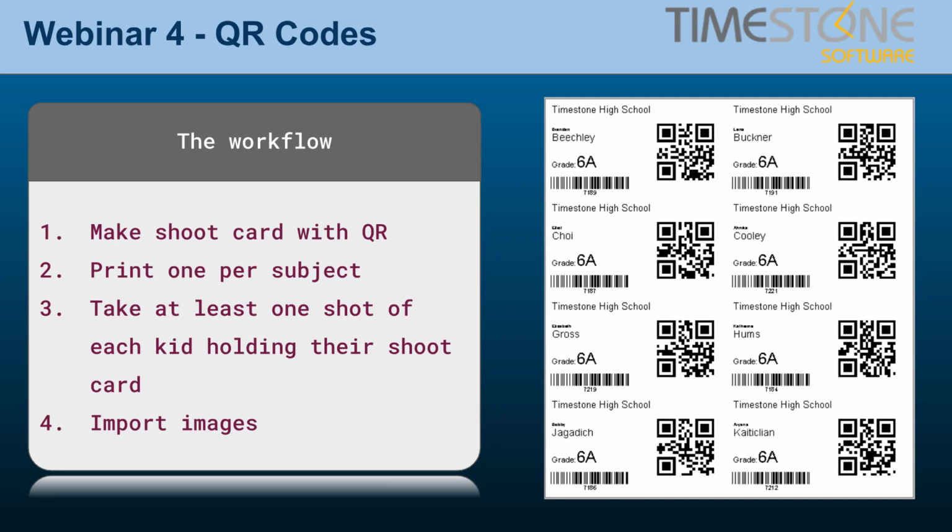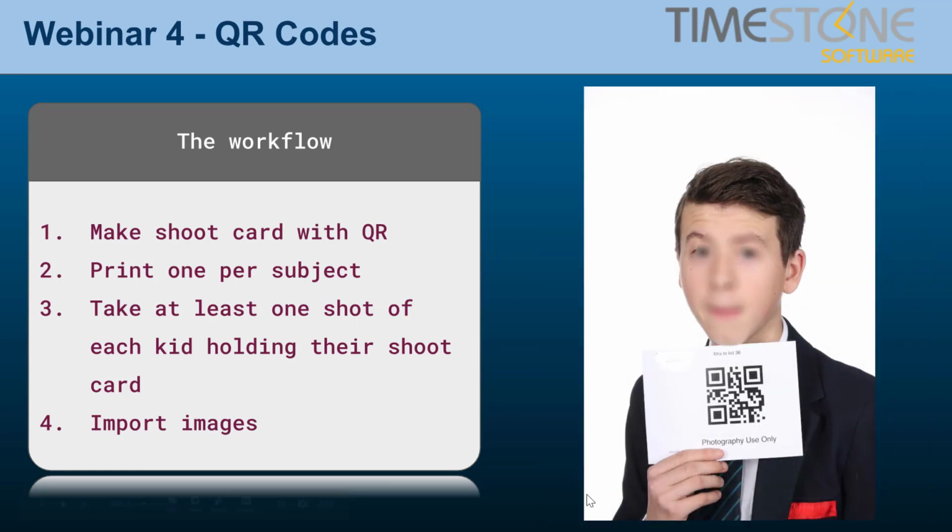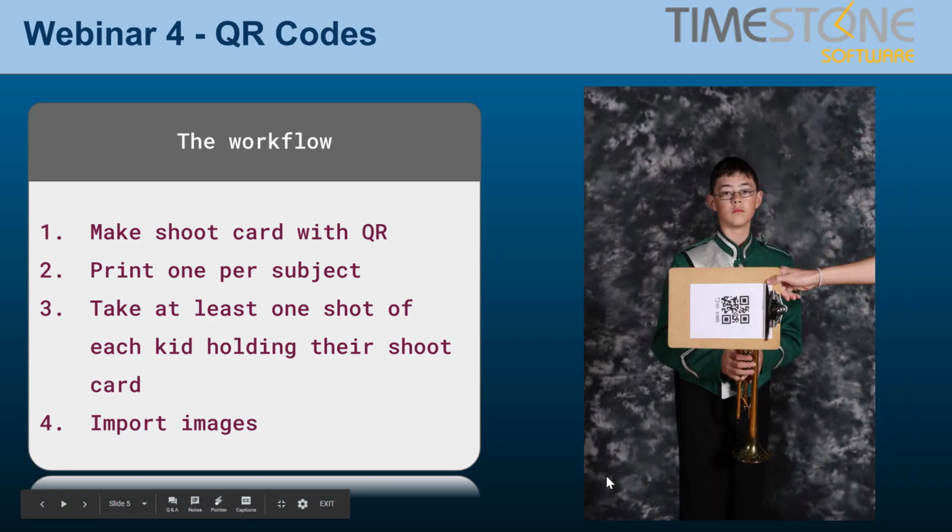Then with photography, you take at least one shot of each kid holding their shoot card. Simple as that. It's normally just the first shot, but it can be all the shots of the particular subject. So there's an example there. First kid walks up to you, holds his shoot card under his chin. And again, if you look at that whole image, the QR is actually a relatively small proportion of the whole image, and that will read fine. And again, if you hold your phone up to that screen, your phone will decode that QR for you.